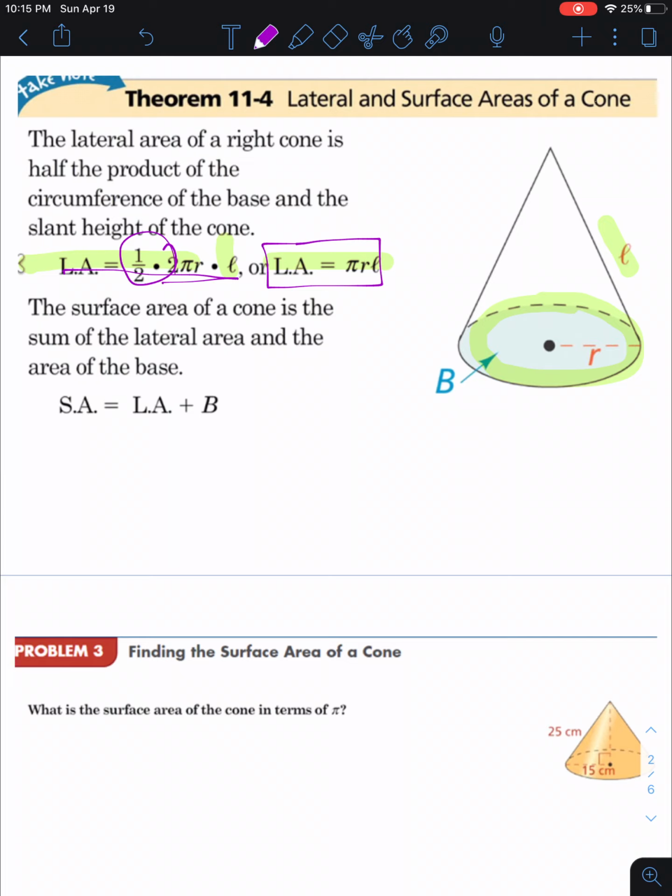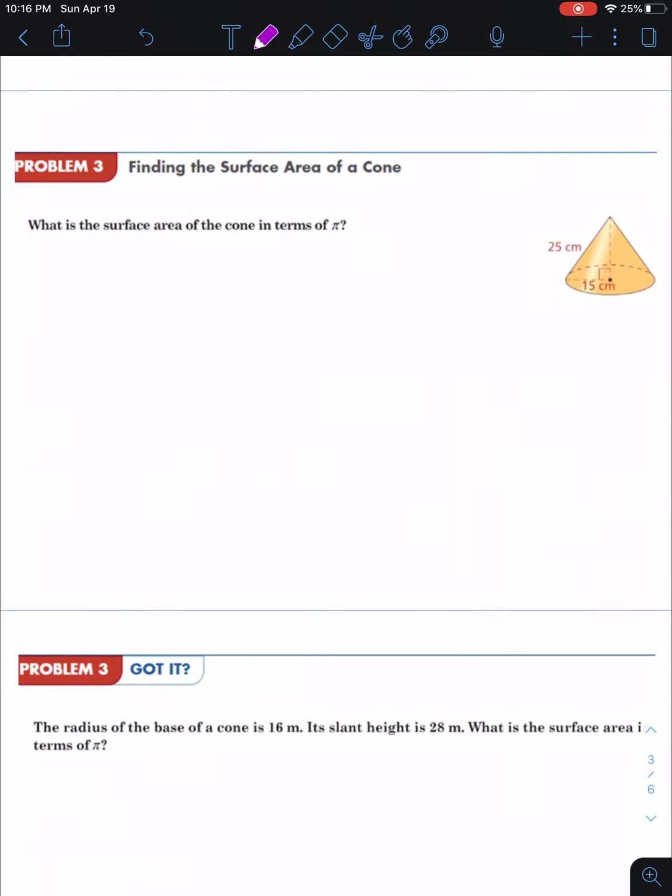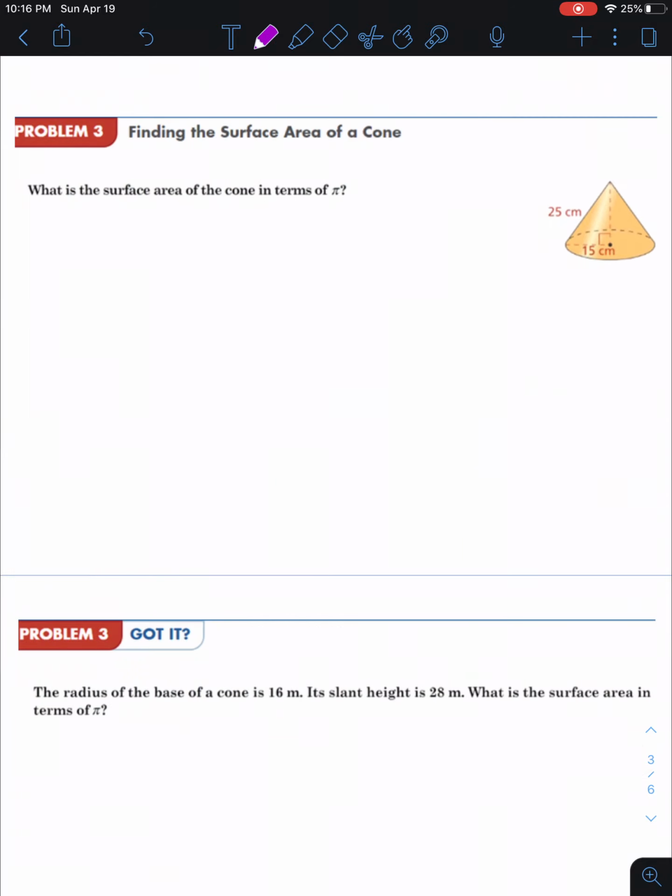The surface area then is equal to the lateral area plus the base, and remember that the base is going to be the area of a circle, and that would be pi r squared. Finding the surface area of a cone: surface area equals pi r L, the slant height, plus the area of the base. So we need to identify some things.